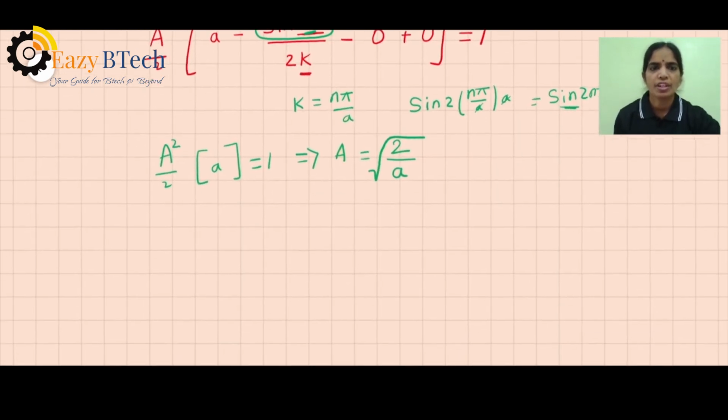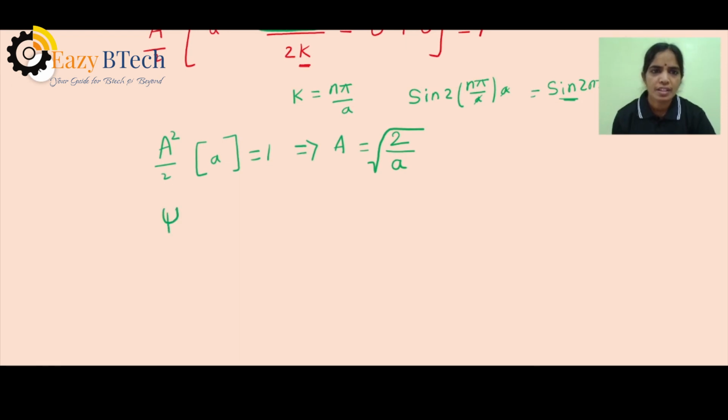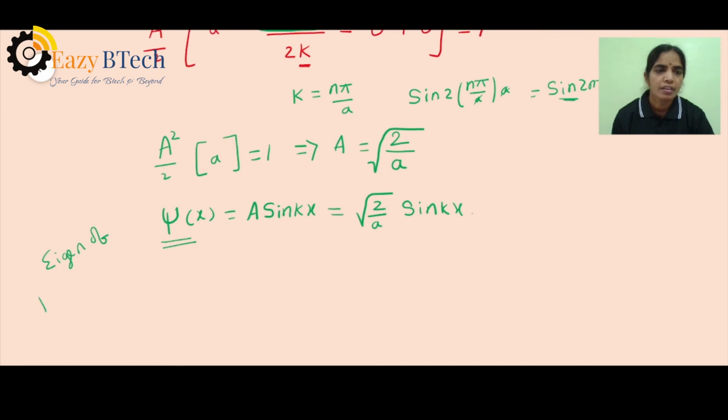So what is happening to your wave function now? Your wave function was psi of x is equal to A sine kx, where A is a constant. Now we observe that this constant is root of 2 by a into sine kx. Therefore, this represents the expression for the normalized wave function, or I can say the normalized eigen wave function of the particle which is trapped inside the potential box, whose dimension we have considered here as a.